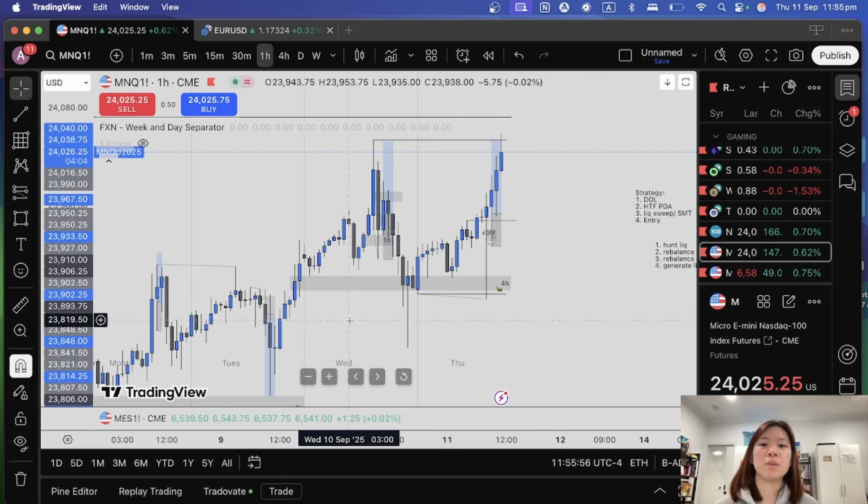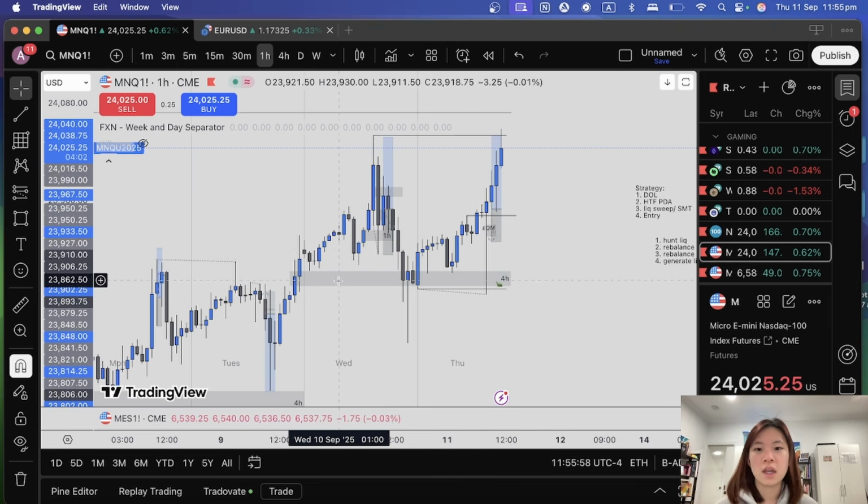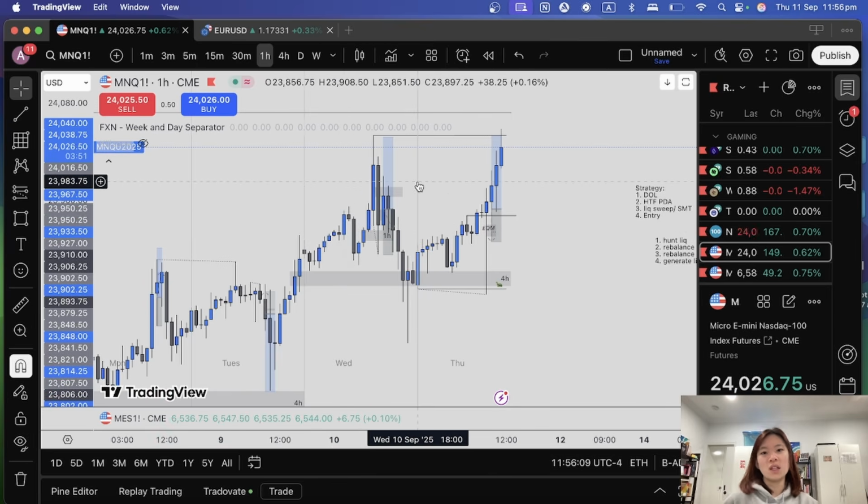But you have to keep in mind higher time frame wise. If this whole bit didn't exist, if this whole bit was in discount and price actually retraced into these fair value gaps that are in discount, then it would have made sense.